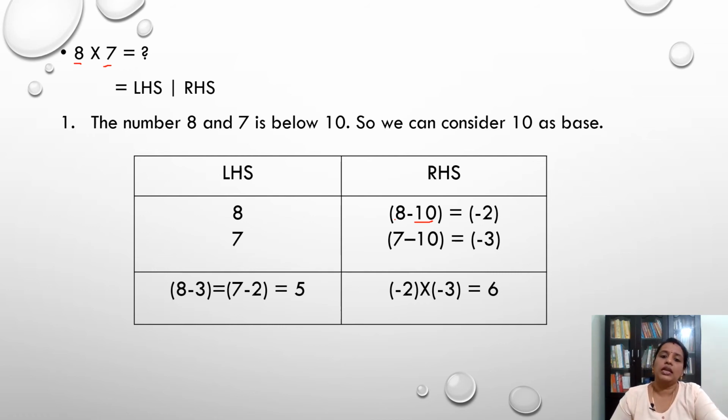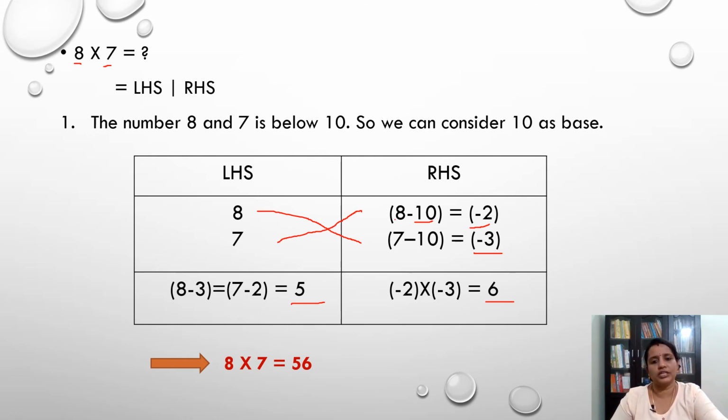Okay. Then how to get the RHS? RHS is very simple. We are going to multiply the numbers. So what are the numbers here? It is minus 2 and minus 3. Minus 2 into minus 3 is equal to 6. What will be my LHS? I have to cross add it. So 8 minus 3 is equal to 5. Then 7 minus 2 is also 5. So my LHS is equal to 5 and my RHS is equal to 6, which shows that 8 into 7 is equal to 56. Okay, is it clear?